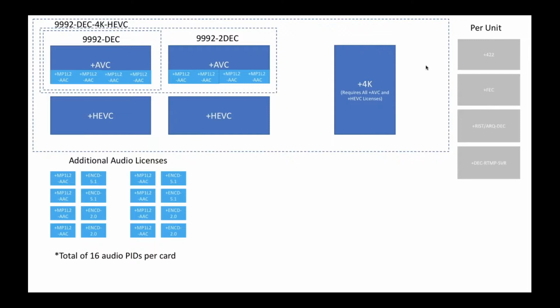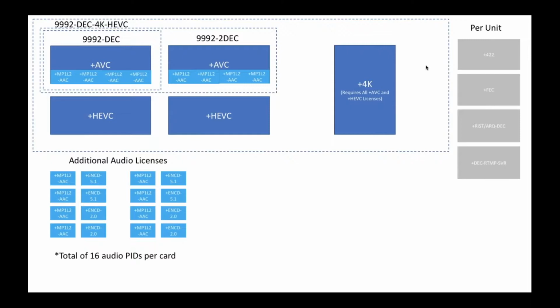If you want to order the decoder initially, you can just order the 9992-2 DEC. Or again, you can order the top level 9992-DEC-4K-HEVC to get all the options.